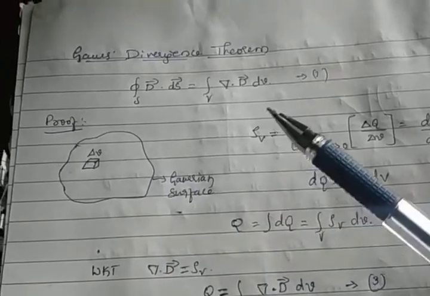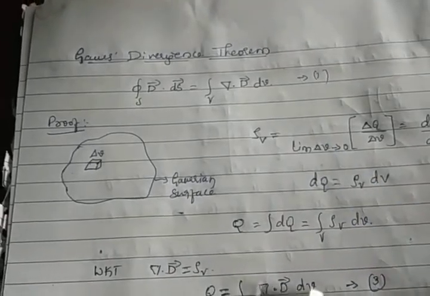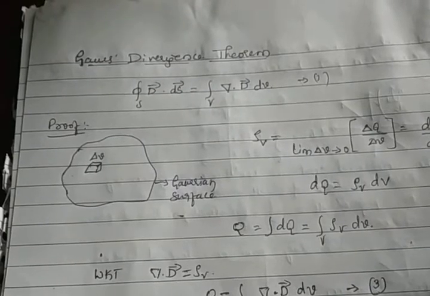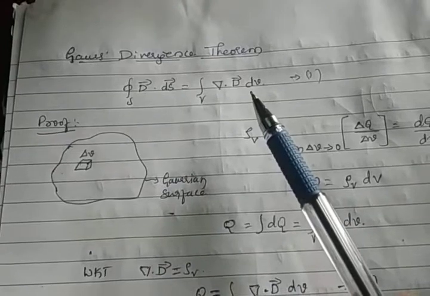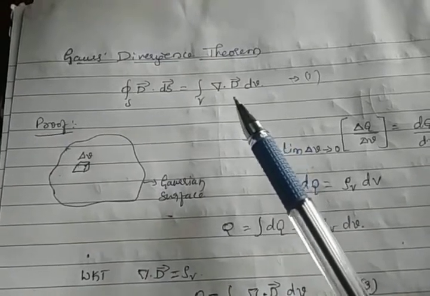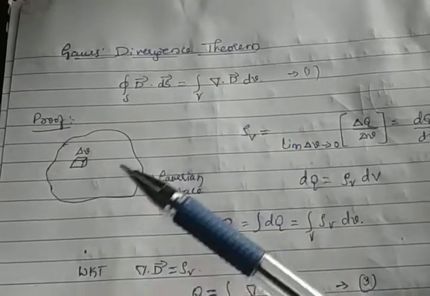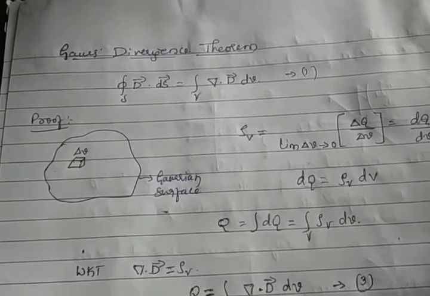Gauss divergence theorem. It is one of the important questions from the exam point of view. The first equation shows the Gauss divergence theorem statement. What is the statement of the Gauss divergence theorem?